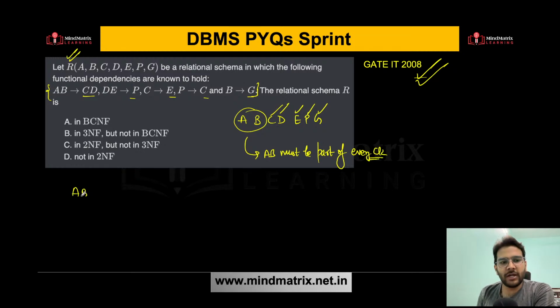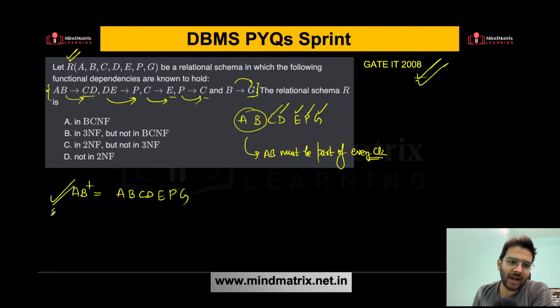So let's try to find out AB closure first, whether this is a candidate key or not. If you find AB closure, you are getting AB. What else? Using AB, you can get CD also. Using C, you can get E also. Using D, you can get P also. Using P, you can get C. C is already there. Using B, you can get G also. So we are getting all. So that means this is the candidate key. This is the candidate key only.